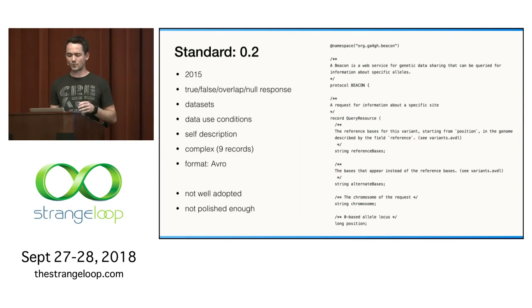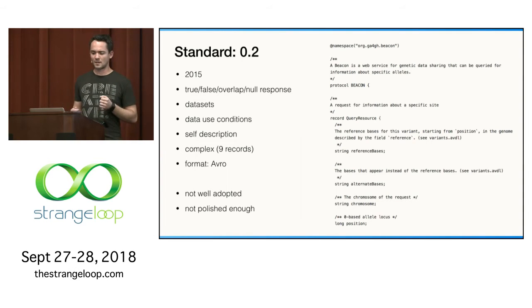Now, we added a few interesting features to the API. We added support for data sets as means of organizing our data, and data use conditions, so you could say things like, this data can only be used for research, or in this country, which is quite common with this kind of data. We also added new response types. Aside from true and false, you could now say overlap and null, which allows us to better capture insertions and deletions. In retrospect, this actually turned out to be a very bad design decision, because not many people are actually dealing with insertions and deletions.